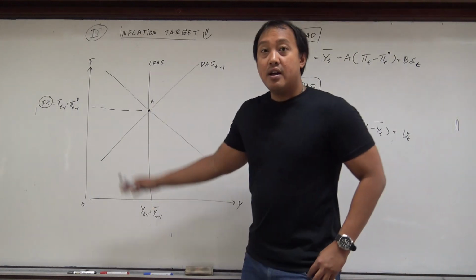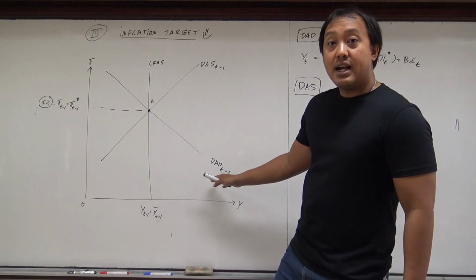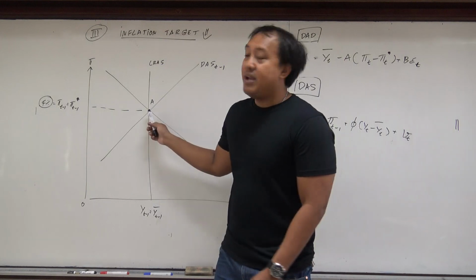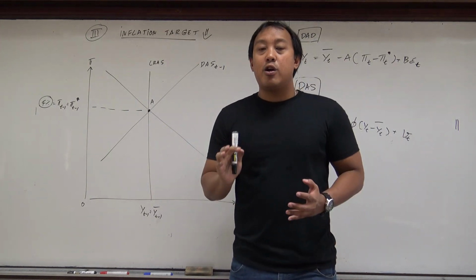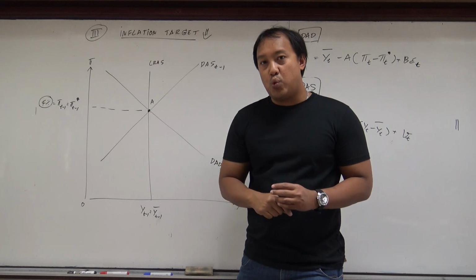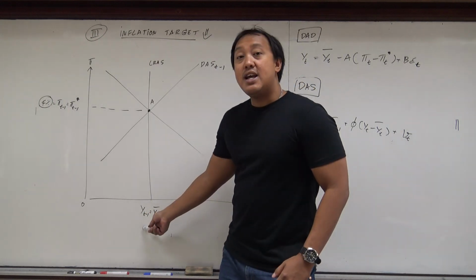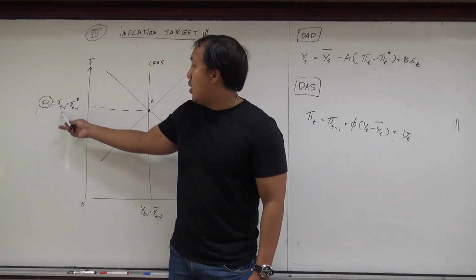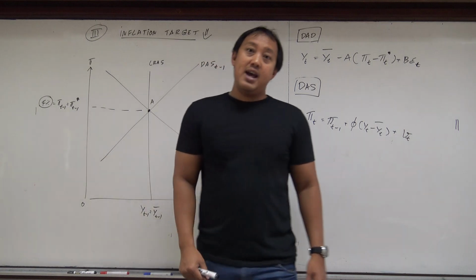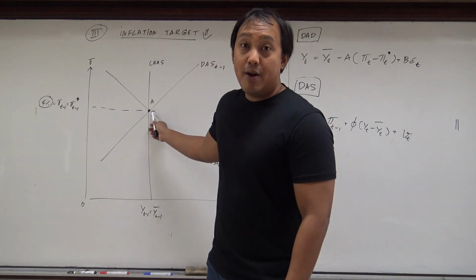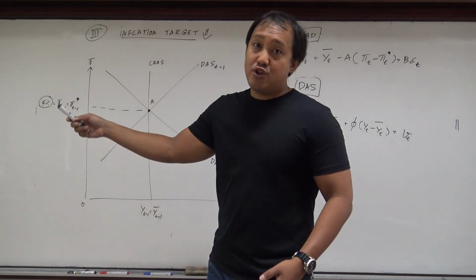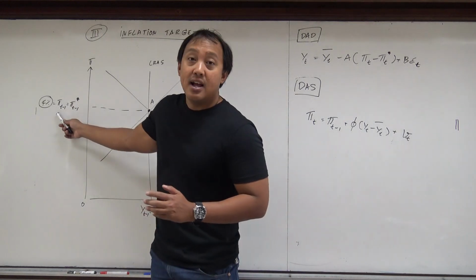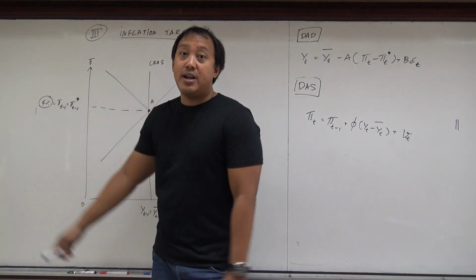So we have the DAD curve, DAD at T minus 1, we have DAS at T minus 1, we have equilibrium point A. Point A is the equilibrium of yesterday, period T minus 1. Everything is good. GDP yesterday, Y t minus 1 equals Y bar. Inflation yesterday, pi t minus 1 equals pi t minus 1 star. So it means that at the equilibrium point A yesterday, the inflation that actually happened in the economy equals the target. And I assume that it is equal to 4% inflation.